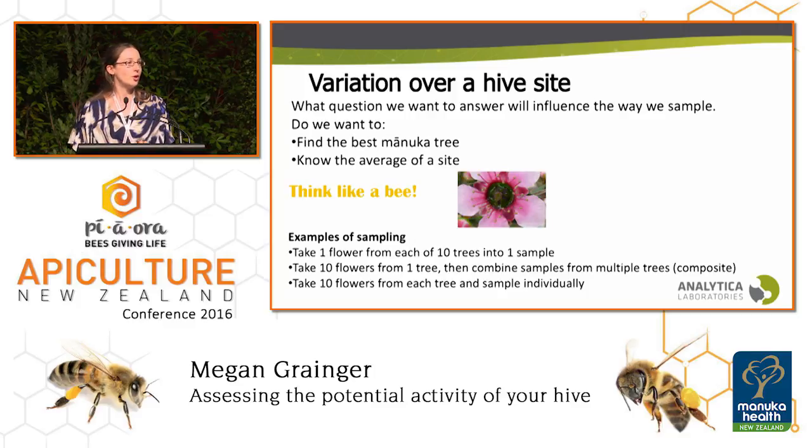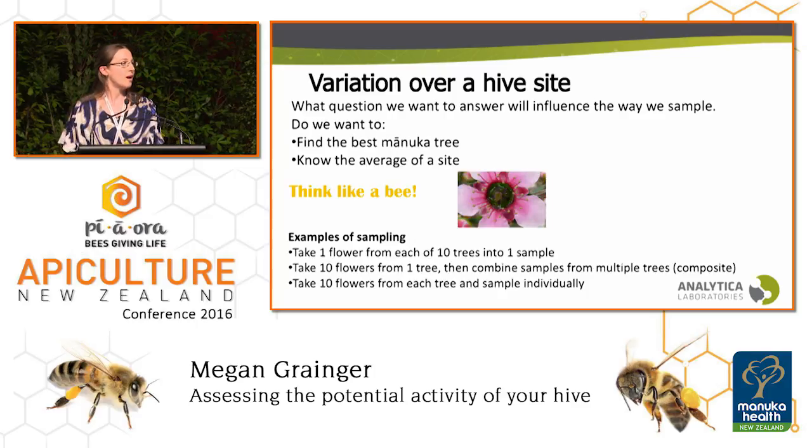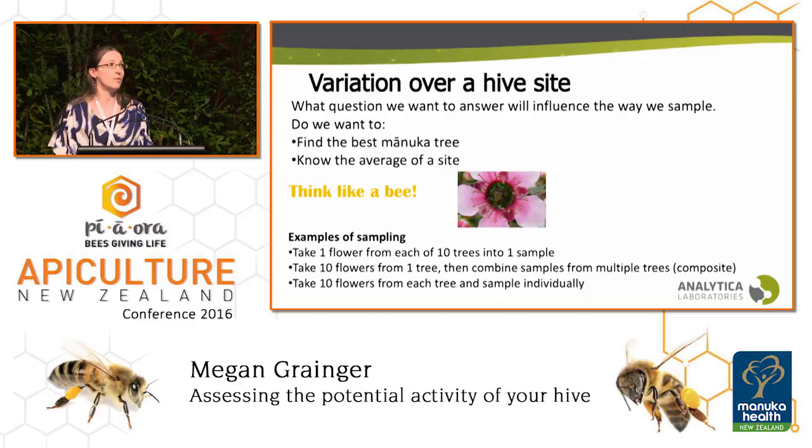What about if we took 10 flowers from one tree, put them into a sample, and then did this for 10 different trees, and then took equal proportions of these and made a composite. Instead of now having a representation of 10 flowers across your hive site, you're going to have 100, so you're getting more results. Ideally, if you took your 10 flowers for each sample and you individually tested them, you're going to start to build up more of a spatial awareness of what's happening on your site.